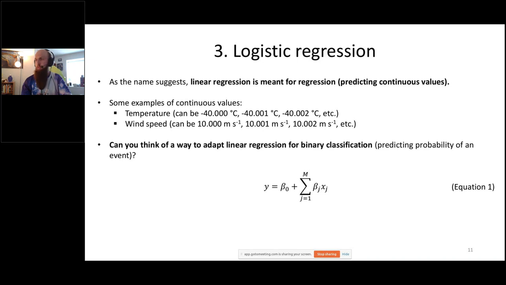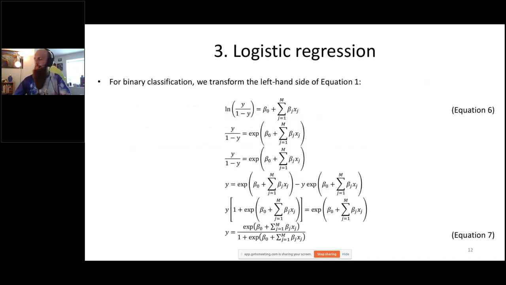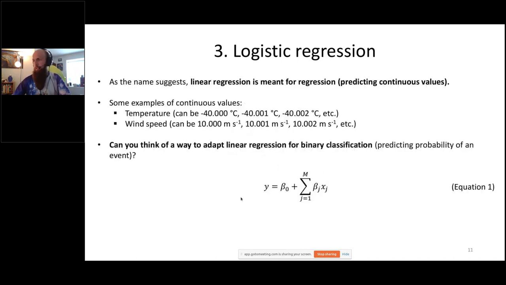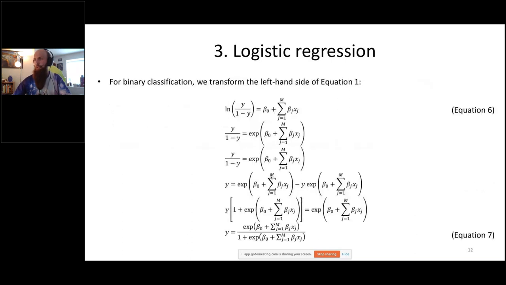So what you do to make this do binary classification is you just adjust the equation. Instead of having y on the left-hand side, you take the logit of the left-hand side. That's what this function is called. So ln, or natural logarithm, of y divided by 1 minus y is called the logit function. And then if you rearrange, that's what these next lines are doing.